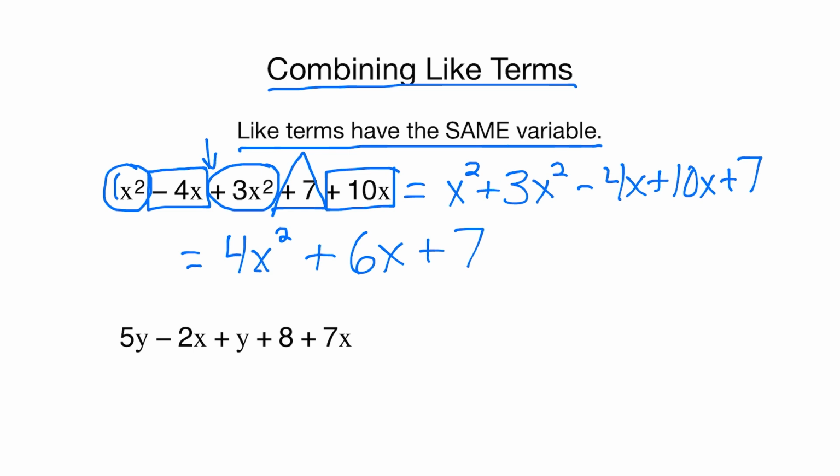Okay, another example. We have 5y minus 2x plus y plus 8 plus 7x. Okay, I'm going to put a circle around the y terms. We have a positive 5y and we have a positive 1y. Now a box around the x terms. We have a negative 2x and a positive 7x. And then a triangle around the constants. We have a constant of plus 8. A constant does not have a variable attached to it.